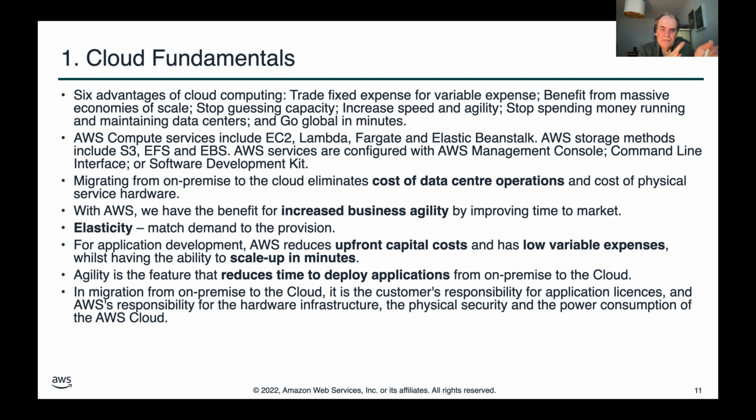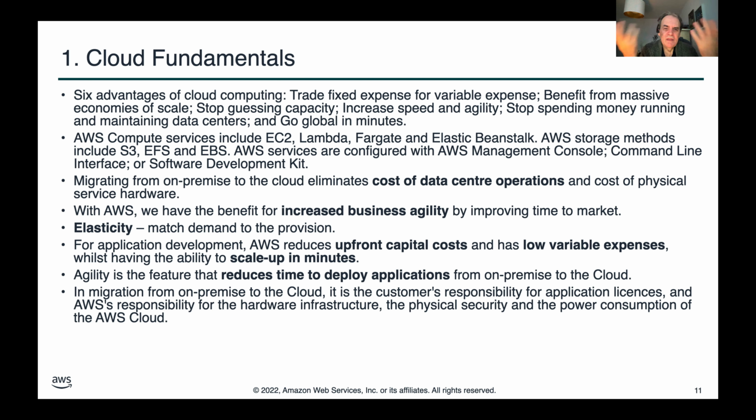When we migrate from on-premise to cloud, we reduce the cost of data centers and physical hardware. We also benefit from increased business agility and can improve the time to market. Along with this, we have elasticity, and that allows us to match the provision with the demand. So if we need more data, we can scale in, or we can scale out. We need more compute power. Again, we can scale in and then scale out. And we only pay for what we actually consume.